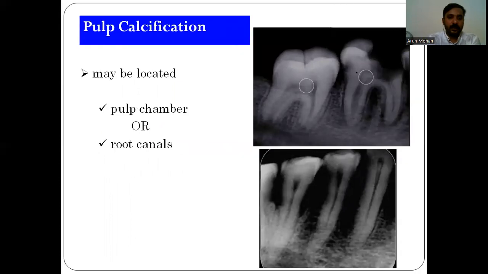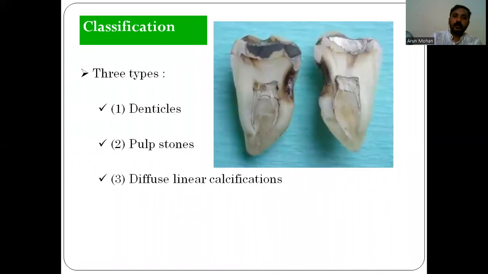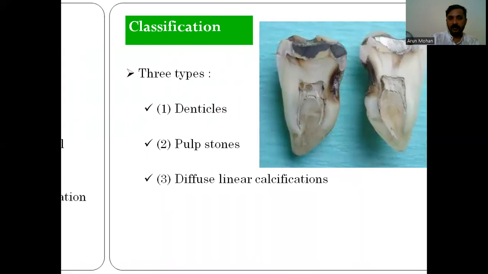The next regressive alteration is pulp calcification. As the name suggests, they are calcified bodies which can occur within the pulp tissue, either within the pulp chamber or root canals. The calcifications within the pulp can be of three types: denticles, pulp stones, or diffuse linear calcification.